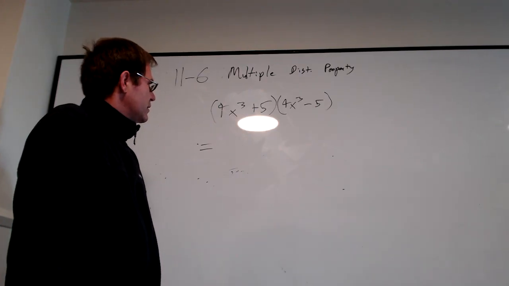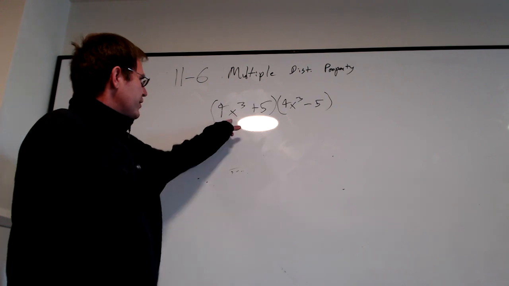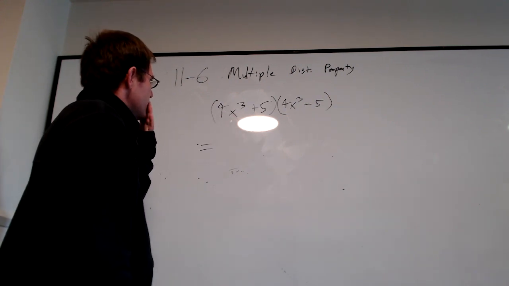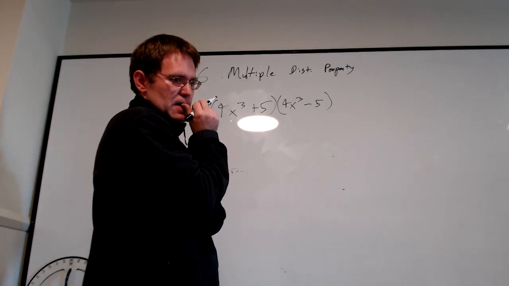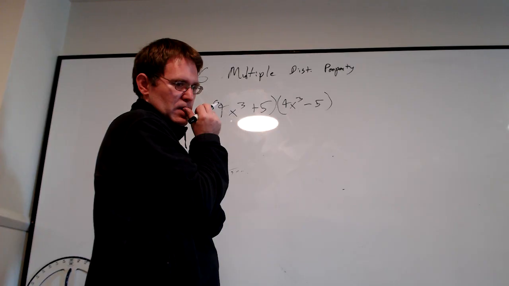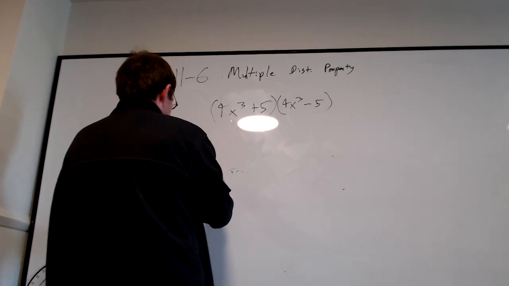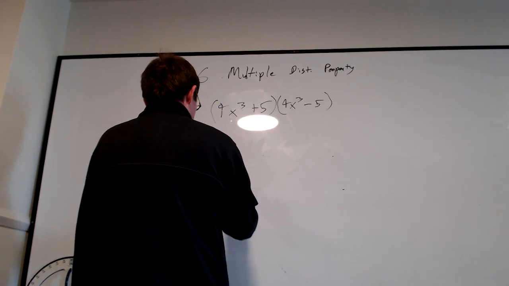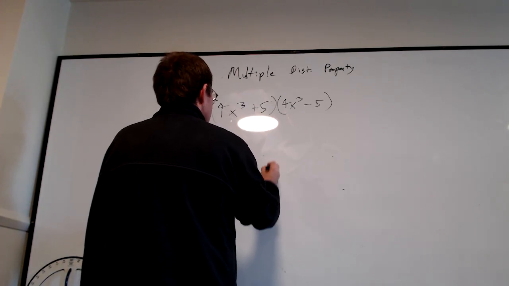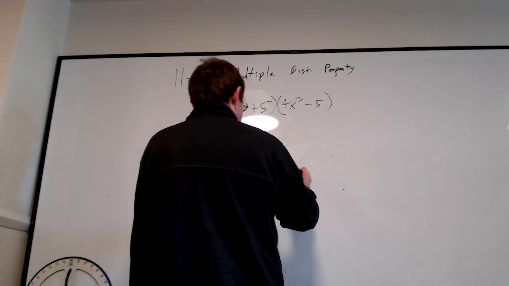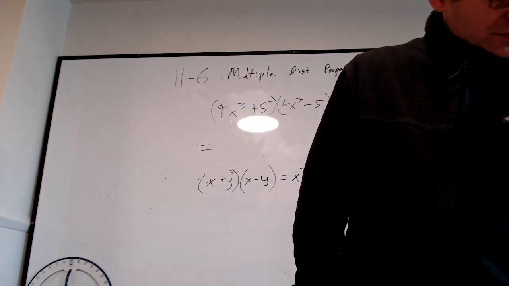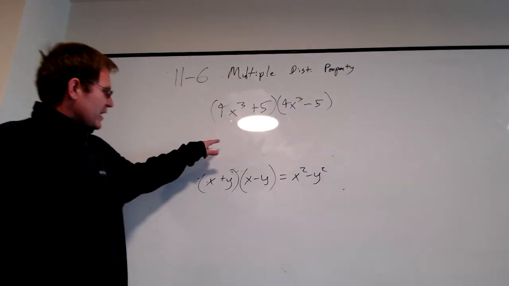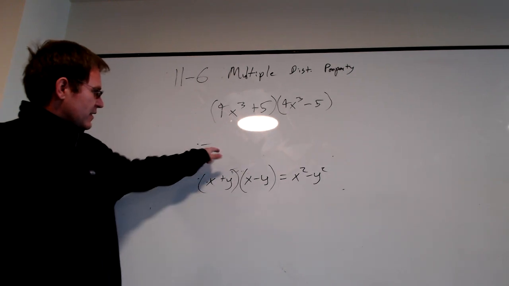We're doing the plus and minus thing. So remember, x plus y times x minus y equals x squared minus y squared, right? I think that's right. Let me write that down. Okay, so what would that look like here then?